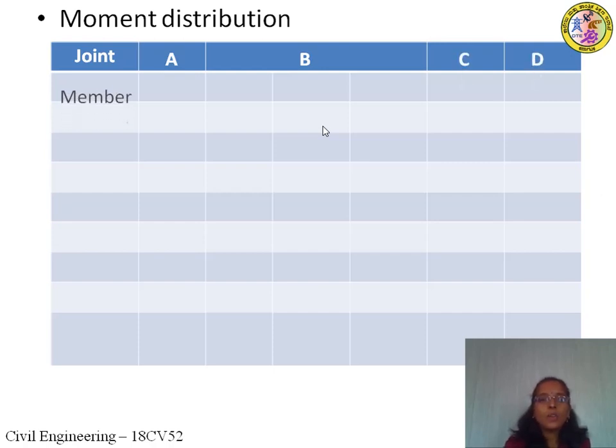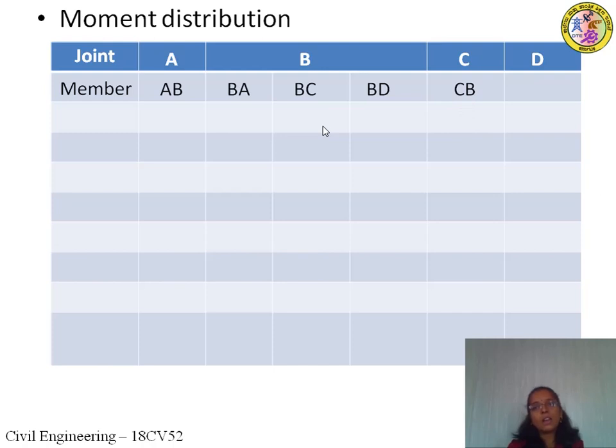So the second row is the members coming or meeting at different joints are listed in second row. Under A we have got member AB. Under joint B we have got 3 members meeting at joint B, that is BA, BC and BD. Under C we have member CB, and then under D we have member DB.